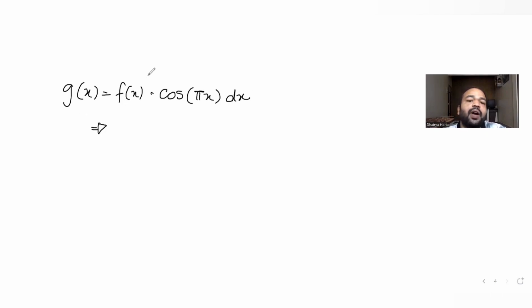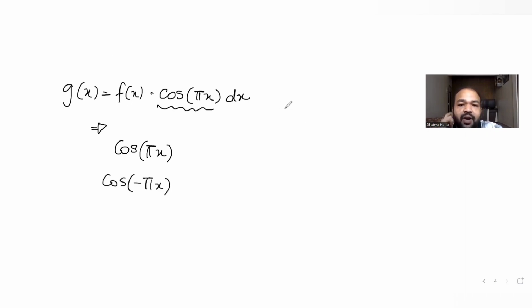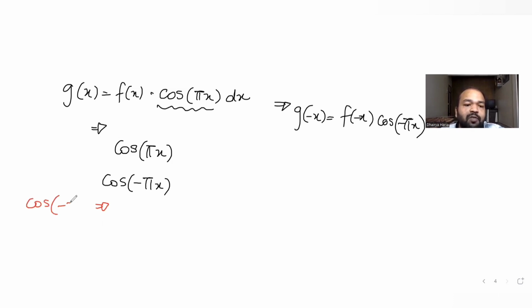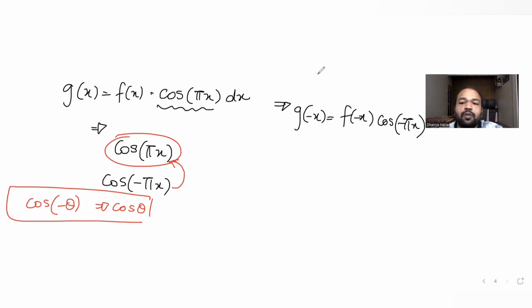So if I try to find out whether this function is an odd or an even function, instead of cos pi x, I write cos of minus pi x, because instead of g of x, I try to find g of minus x. That makes it f of minus x into cos of minus pi x. We already know cos of minus theta is always the same as cos theta, so cos of minus pi x will also become cos of pi x.